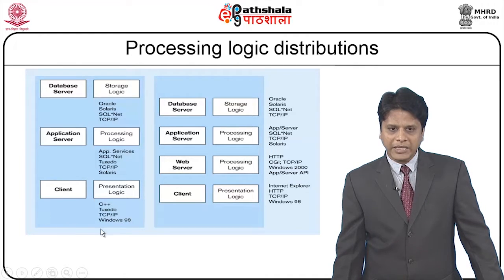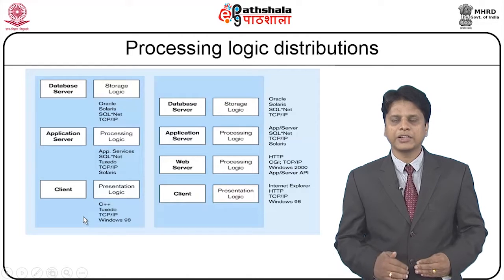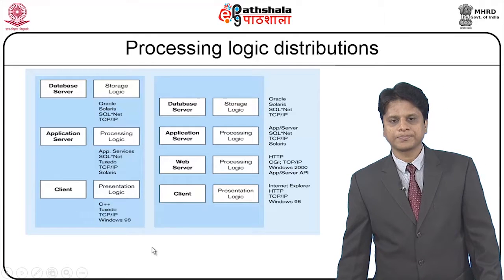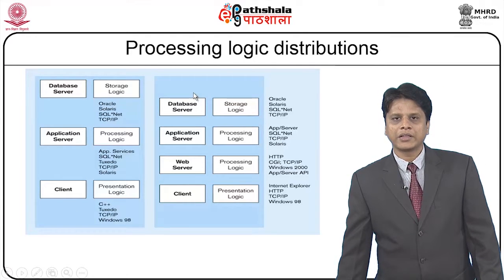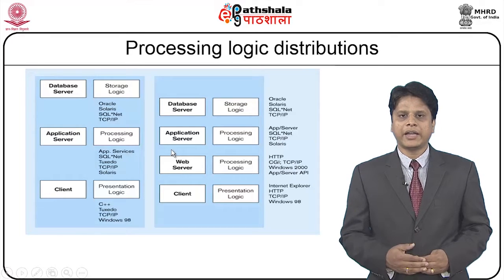So if you look at it, the client is responsible for the presentation logic, and any program written at the presentation logic level is the responsibility of the client side. Almost all three layers take up network connectivity. Since it is connected through a local area network, TCP/IP is included at all levels. Whereas I can distribute the processing logic also, in terms of application server and web server, depending upon the availability and the level of processing.